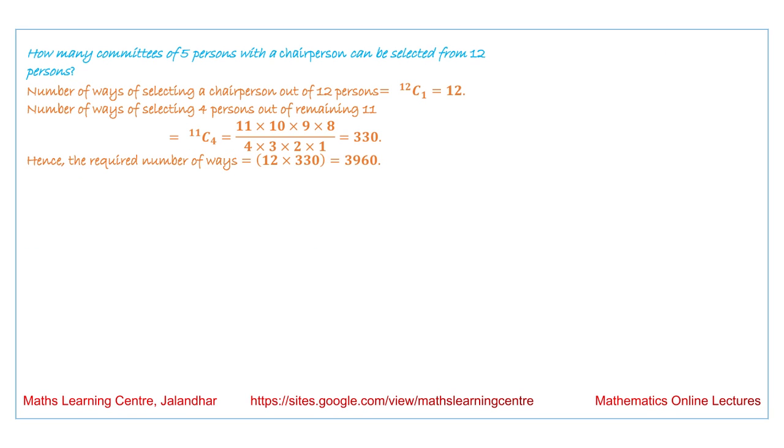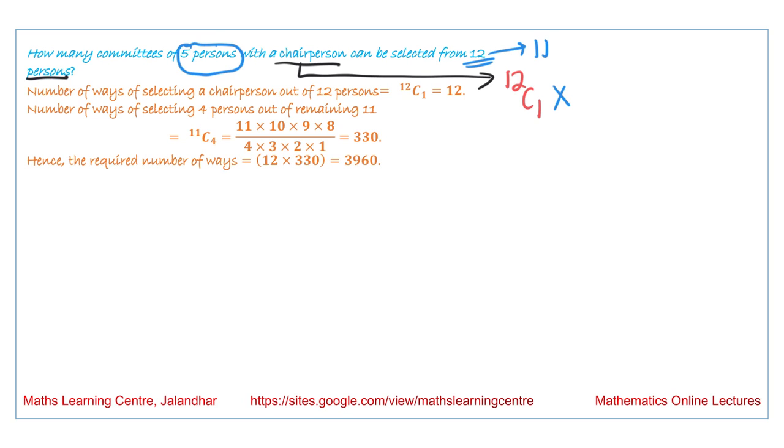Next is how many committees of 5 persons with a chairperson can be selected from 12 persons. Suppose first of all the chairperson is being selected. So the number of ways of doing so is, out of the 12 persons we are choosing one person, and after this chairperson is chosen, the number of persons we are left with is 11, and the number of persons in the committee that we have to choose is 4. So the number of ways we have is 11C4.